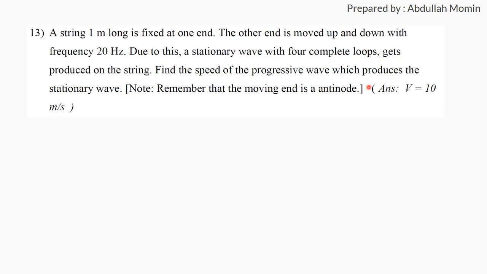So the next question is, a 1 meter long string fixed at one end, the other end is moved up and down with frequency 20 Hz. So the length of the string is 1 meter and the frequency is 20 Hz. Due to this, a stationary wave with 4 complete loops gets produced on the string. Find the speed of the progressive wave which produces the stationary wave. Remember that the moving end is antinode.